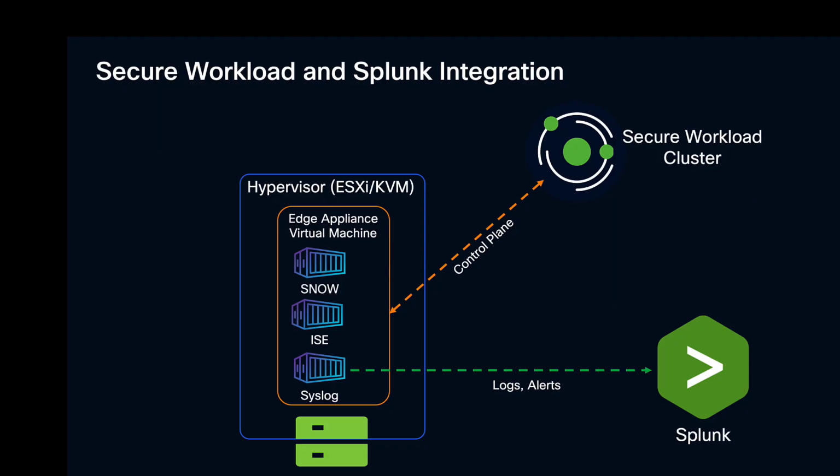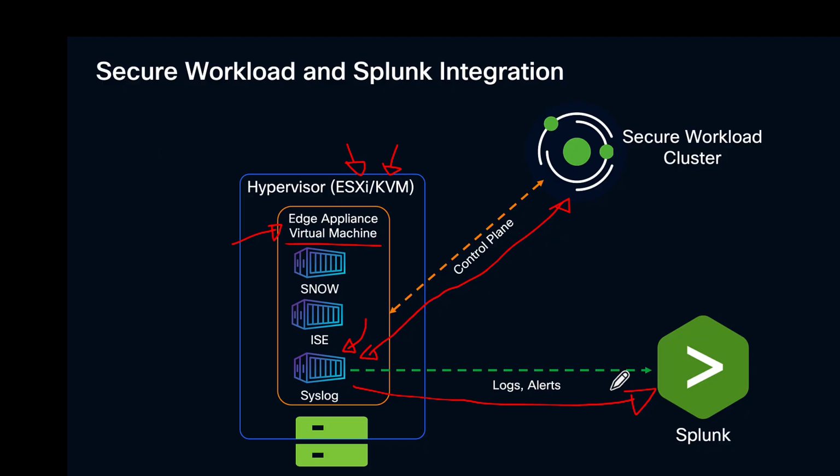architectural point of view, where we have the Secure Workload cluster that is communicating with a syslog connector. Now, this syslog connector is deployed in what we call an edge appliance. And this edge appliance is a virtual machine that you can install in any hypervisor, for example, VMware ESXi or any KVM flavored hypervisor, right? And from that edge virtual appliance, you will then spin up a syslog connector to export or stream those logs and alerts from Secure Workload, right?